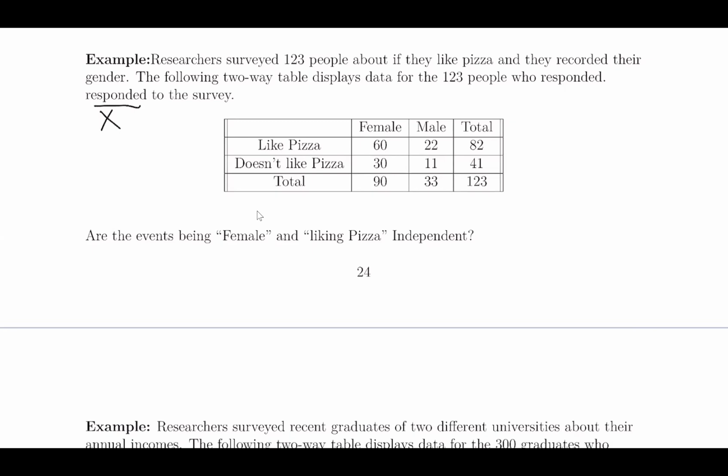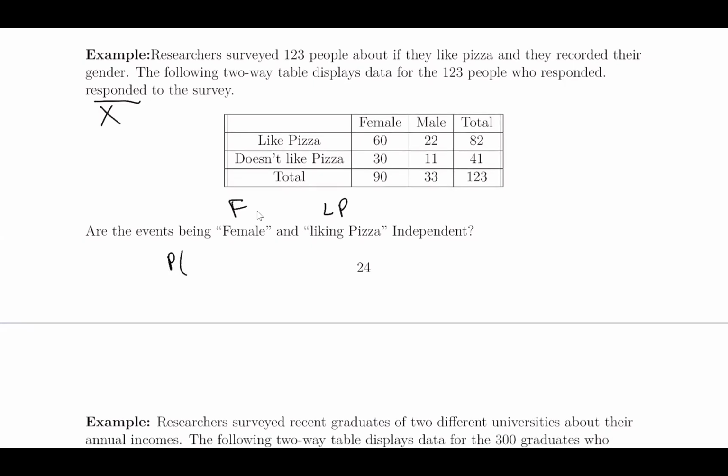For female, we're going to use F. For liking pizza, we're going to put LP. So what we have to do is find the probability they're female and like pizza, and this should equal the probability they're female times the probability they like pizza. All right. Everybody good so far with this? All right, so let's go ahead and substitute it.